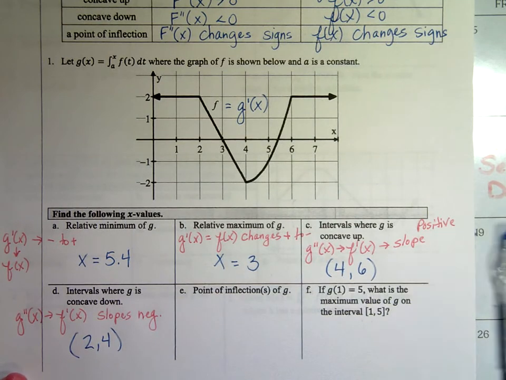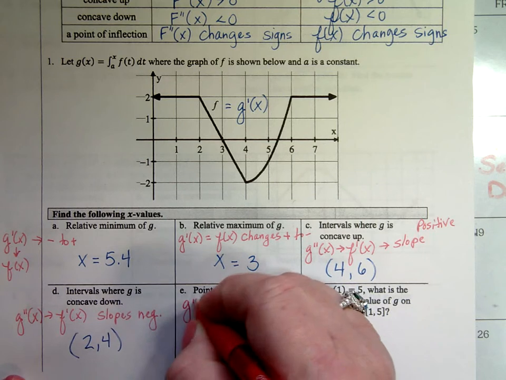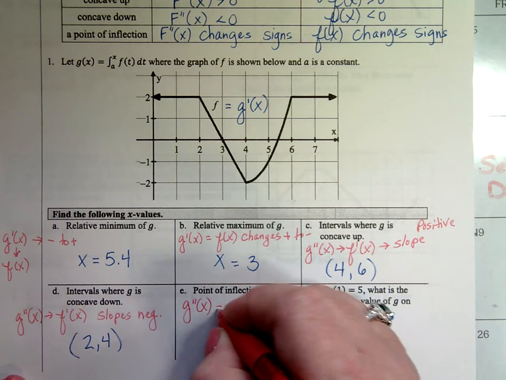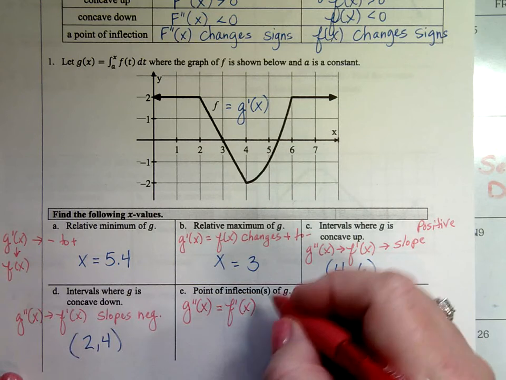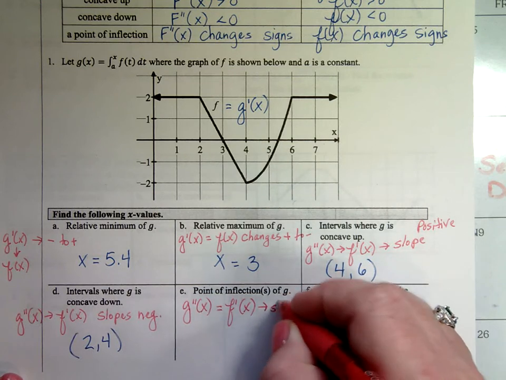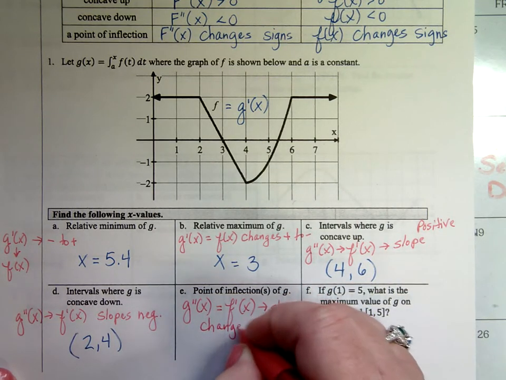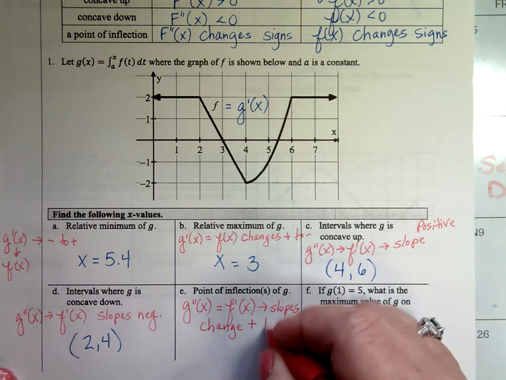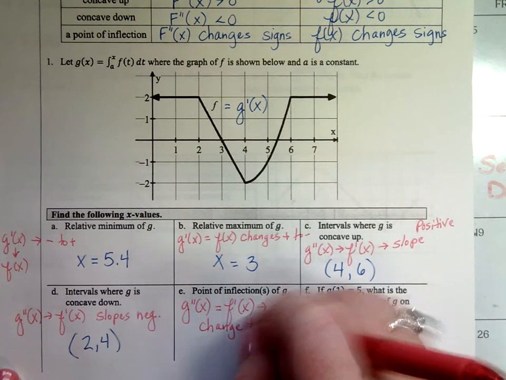A point of inflection is when your second derivative, which is your first derivative for this graph, and so therefore I'm looking at the slopes again, right? When they change positive to negative or negative to positive. I'm just going to say change signs. Now, do you know where that happens?